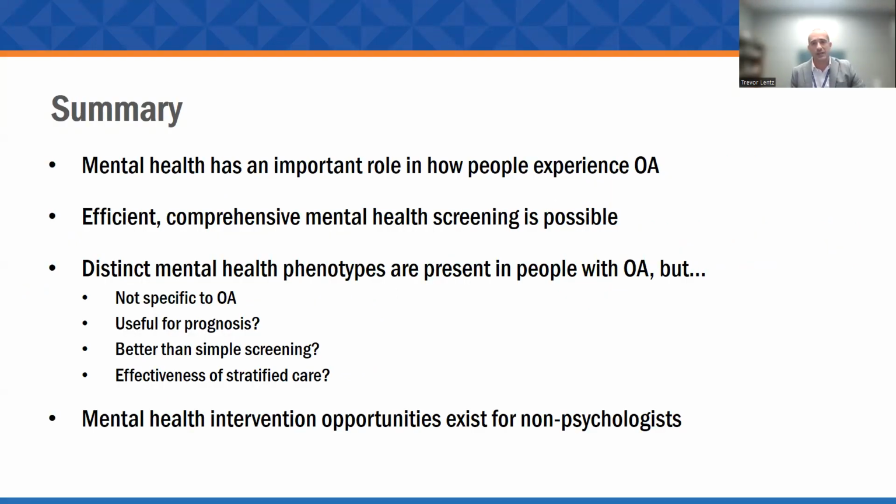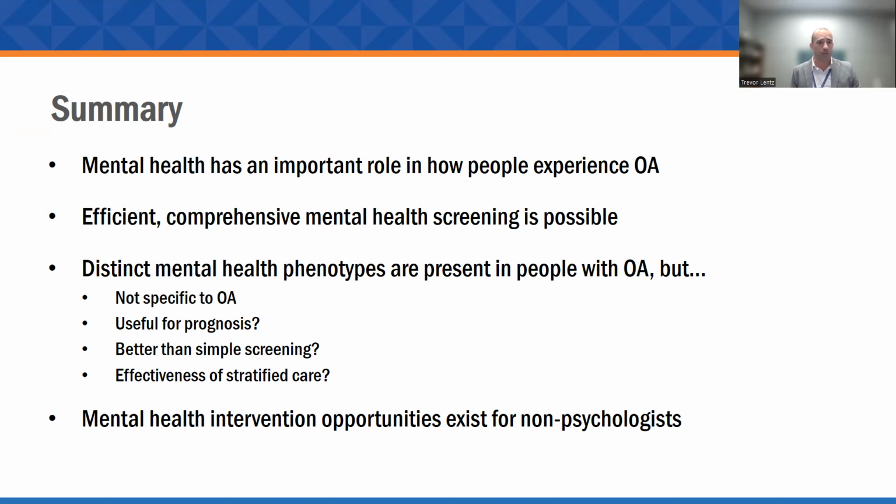I did want to leave some time for some discussion here, but I want to finish up here with a couple of things that I'd like you to take home as take-home messages. As I pointed out initially, mental health does have an important role in how people experience osteoarthritis. I think we're starting to understand that not only as a prognostic factor, but something that we can intervene in to help improve outcomes for people with osteoarthritis and after surgery for joint replacement.